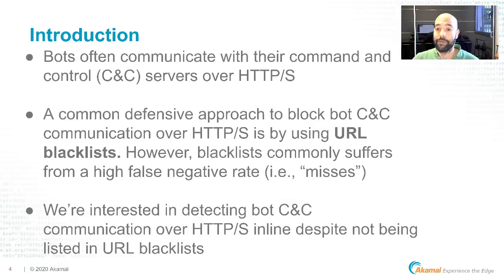The primary drawback of URL blacklists is that they commonly suffer from a high false negative rate, that is, misses, because they are not updated frequently enough, and therefore they don't generalize to new upcoming botnets. Therefore, we are interested in detecting botnet command and control communication over the HTTP and HTTPS protocol inline despite not using URL blacklists.